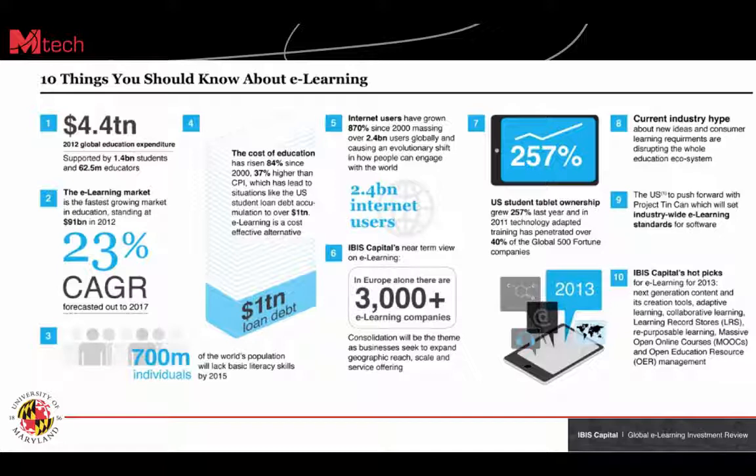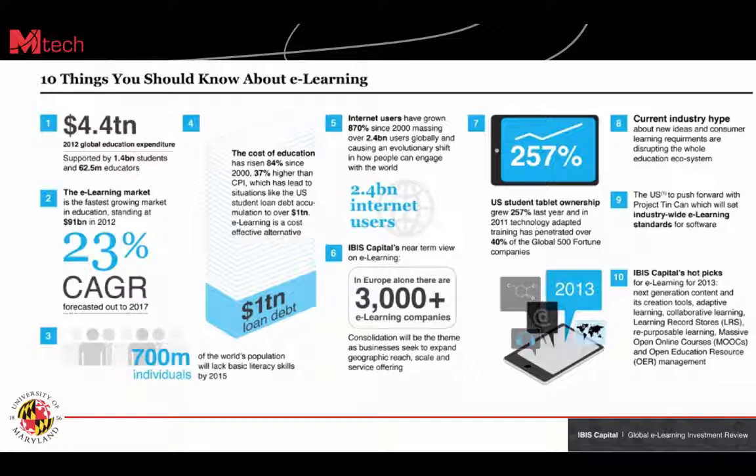Item 5, internet users. If we're going to look at e-learning, we're going to look at the learning piece in education, and we're going to look at the E piece of electronic and online. So with item 5, we look at internet users. Massive, over 2.4 billion users globally. Item 6, what is the population of the space? How many companies am I competing with? Well, if I'm in Europe, there are 3,000 alone, just in Europe.